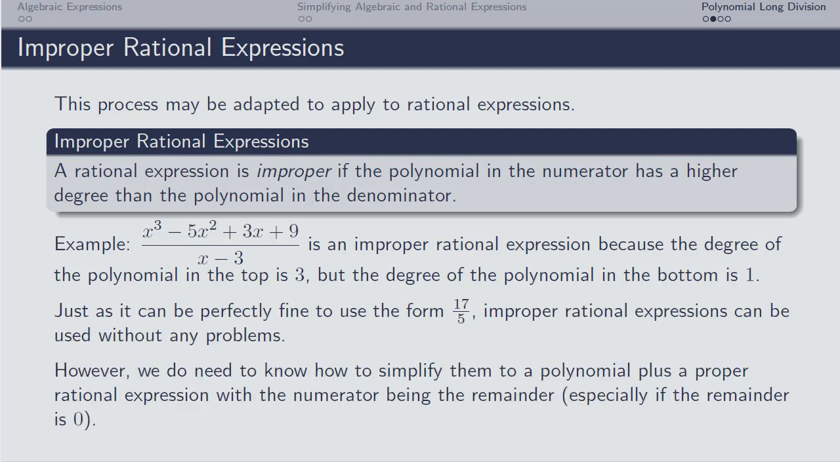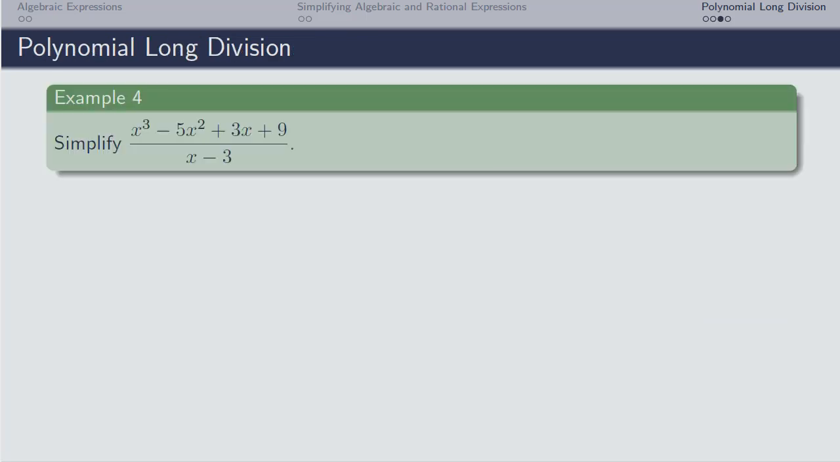Now, again, it can be perfectly fine to use this, but we may be able to simplify this or write it as a polynomial plus another rational function that's a proper rational expression. Let's figure out how to do this. So that particular example, I want to try to simplify it.